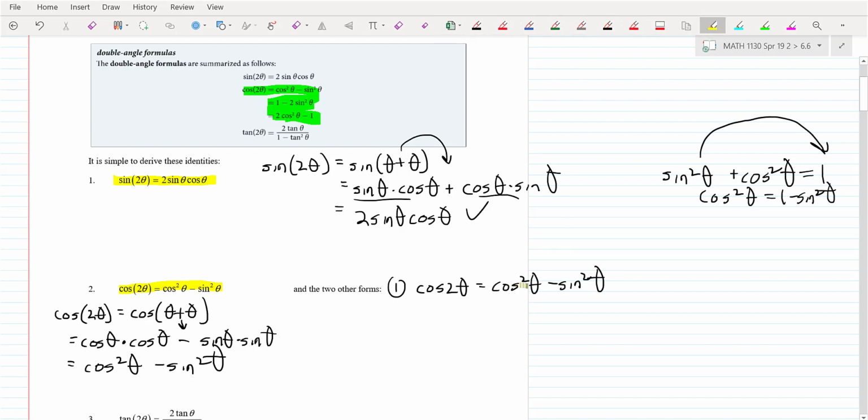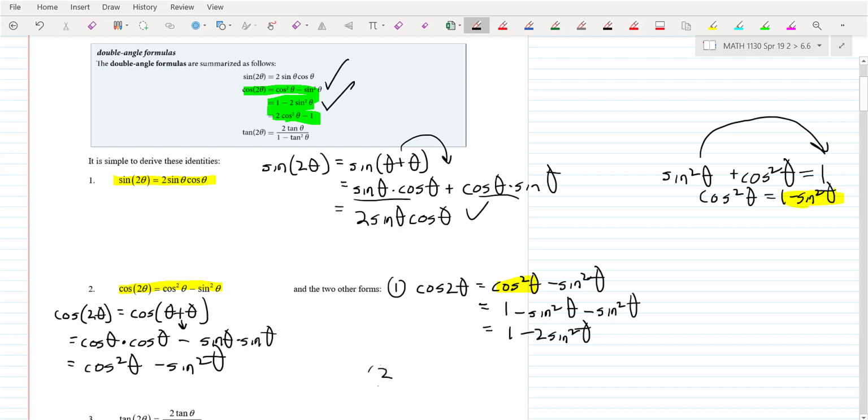So what I'm going to do is replace the cosine squared with this, and then I get a different form of the identity. So I get 1 minus sine squared theta. I bring down the other sine squared theta, so I end up getting 1 minus 2 sine squared theta, like that. So that's that second form of the identity. Okay, and all you're doing is just replacing, using that Pythagorean identity to get that.